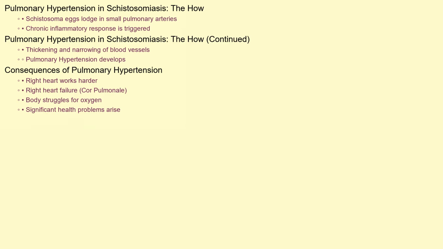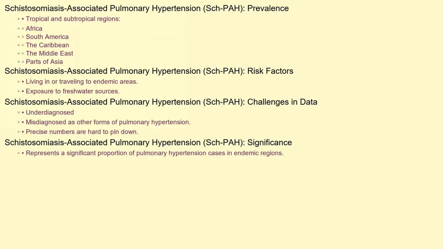Now, let's talk about the how. The schistosoma eggs, when lodged in the small pulmonary arteries, cause a chronic inflammatory response. This inflammation leads to the thickening and narrowing of these blood vessels. This is pulmonary hypertension. Over time, the increased pressure in the pulmonary arteries forces the right side of the heart to work harder to pump blood through the lungs. This can eventually lead to right heart failure, also known as cor pulmonale. The body struggles to get enough oxygen, leading to significant health problems.